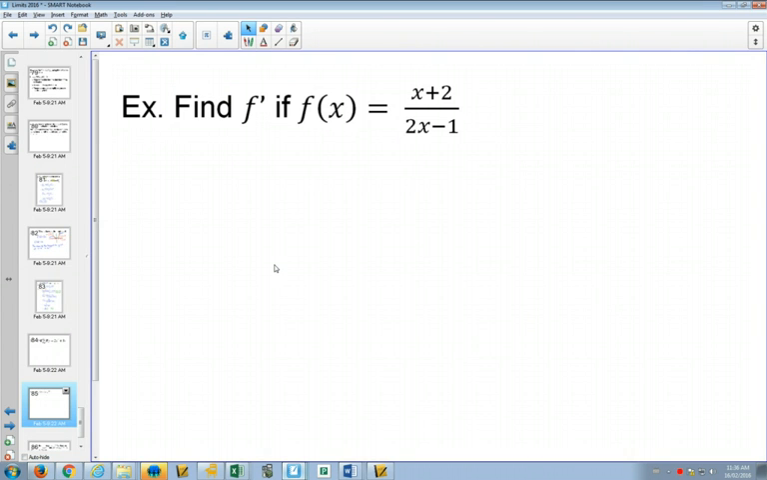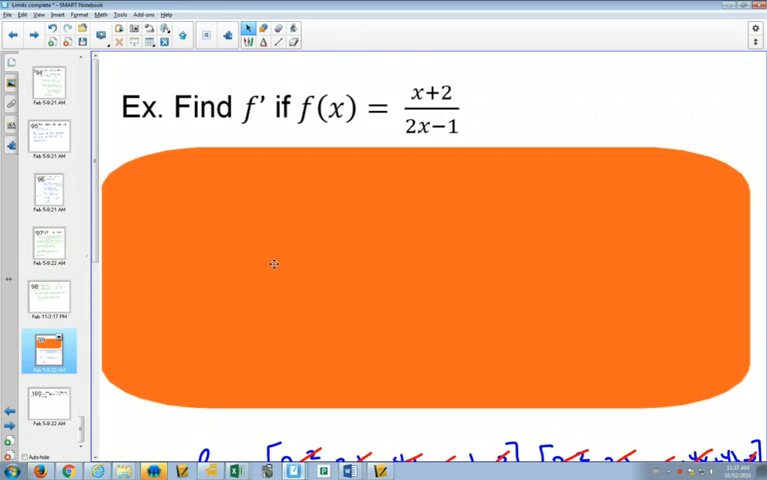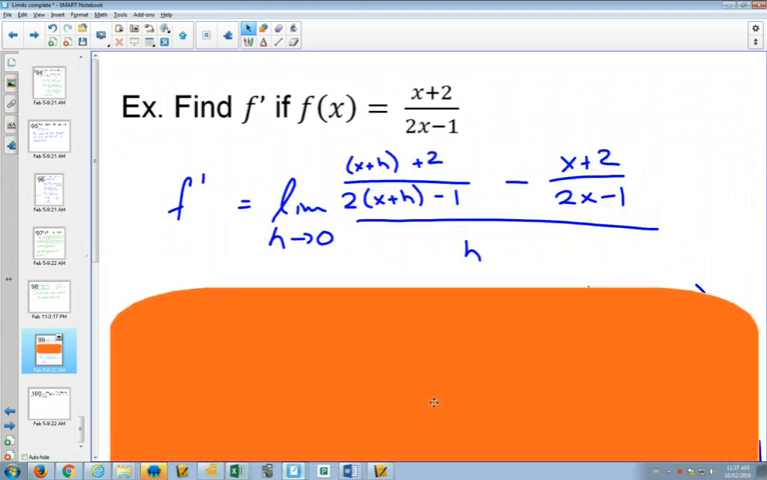So here's the next one. Start by plugging that definition of derivative in. And just to check to see if you've got your definition of derivative correct, this is what it should look like. So yes, we have a complex fraction.